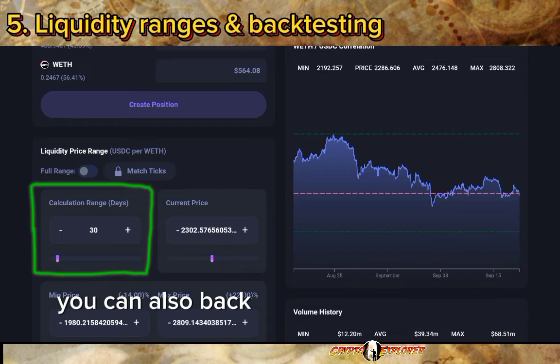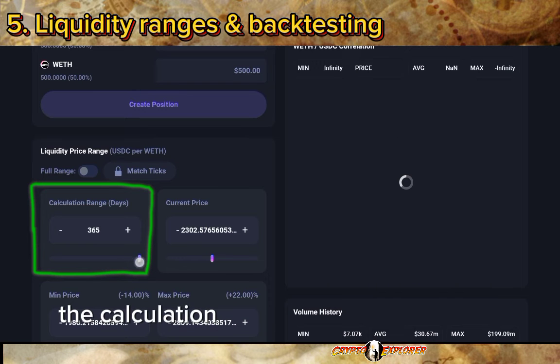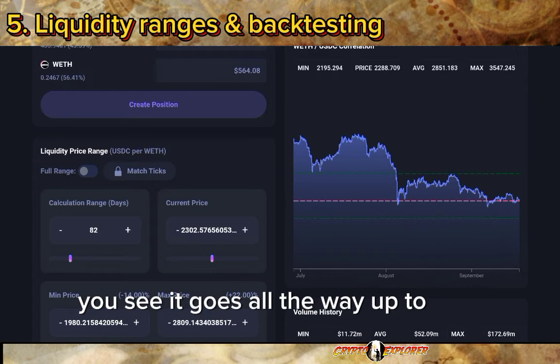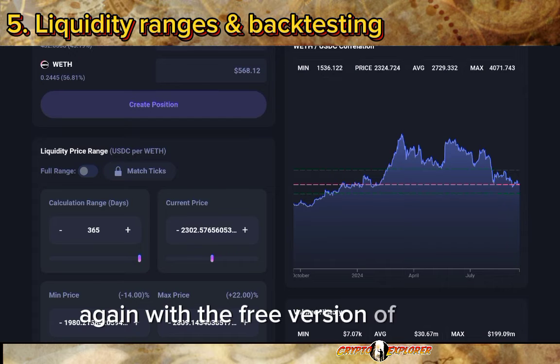You can also backtest further to a whole year if you slide here the calculation range up to the maximum. You see it goes all the way up to 365 days. So that's a whole year's worth of backtesting information you can get, again, with the free version of Metrix.